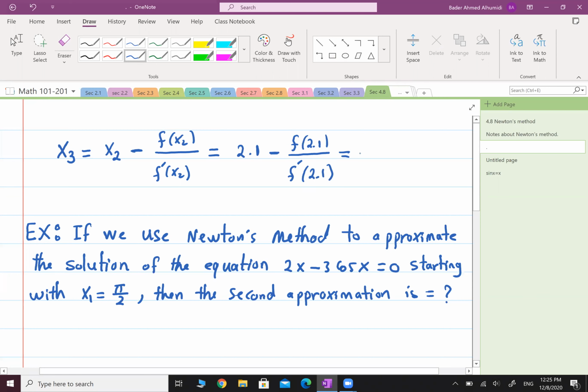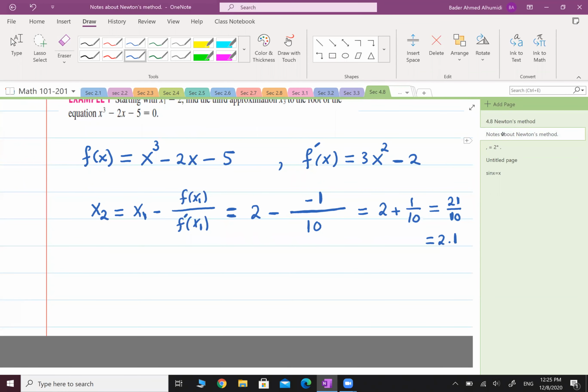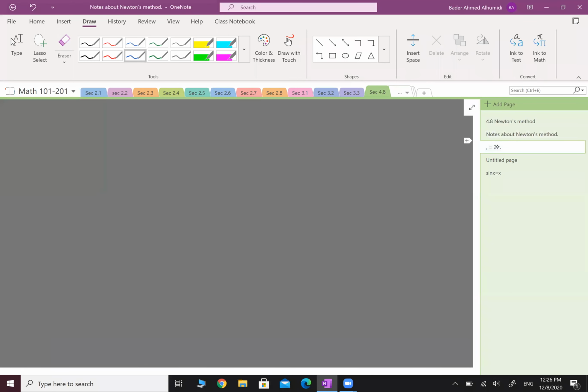Now you need to help me to find the answer. This is 2.1 minus, let us now go back and substitute in the function 2.1. So 2.1, you can calculate with your calculator, please. Cubed minus 2.1 times 2, that is 4.2 minus 5, meaning minus 9.2. So can anybody find the answer? 2.1 cubed, 0.061. Okay, let us copy it here.